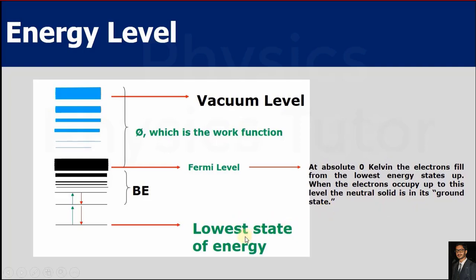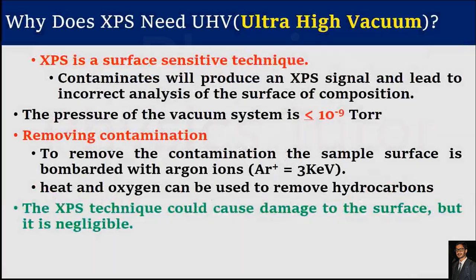Here you can see the lowest energy state, which is named the ground state, and the work function, which is known as phi, and this is the vacuum level, and this is the Fermi level. We have already studied in detail about the lowest energy, vacuum level, Fermi level, and work function in this lecture. During the XPS characterization technique, there is a question: why does XPS need UHV, meaning ultra high vacuum?